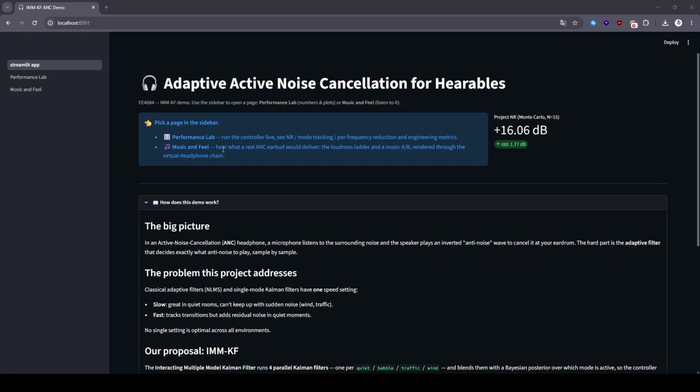This is the live demo of our project, adaptive noise cancellation driven by IMM-Kalman. The app has two pages: Performance Lab, where we run the controller live and inspect the engineering metrics, and the Music and Feel tab, where we listen to what ANC actually sounds like through a virtual headphone. So, first numbers, then experience. 16 decibels of noise reduction. That's the Monte Carlo headline from our reports. Let's look at it live.